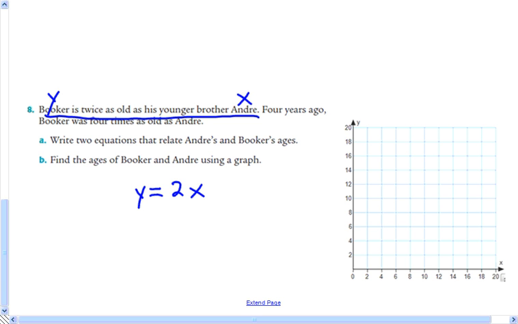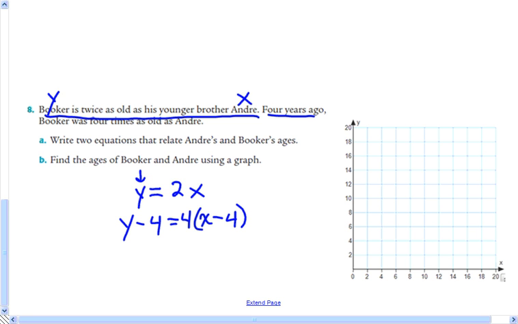Then it says 4 years ago, Booker was 4 times as old as Andre. Well, if y is how old Booker is now, then y minus 4 is how old he was 4 years ago. And it says back then he was 4 times as old as Andre. Well, if x is how old Andre is now, then he was also 4 years younger 4 years ago, right? And back then he was 4 times as old. Now you might think that sounds a little weird, but if you think about ages, you'll notice that this kind of situation is possible.